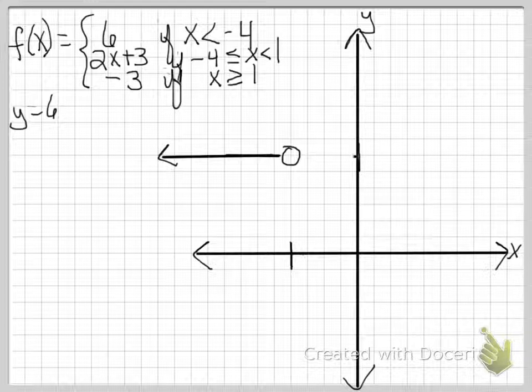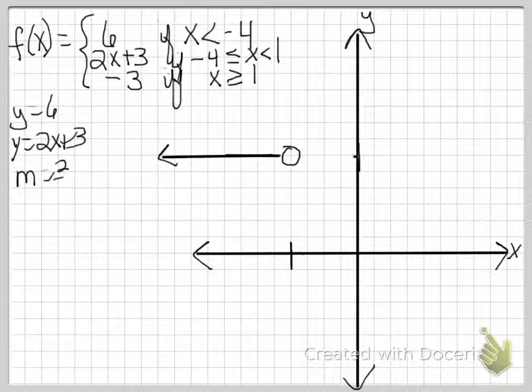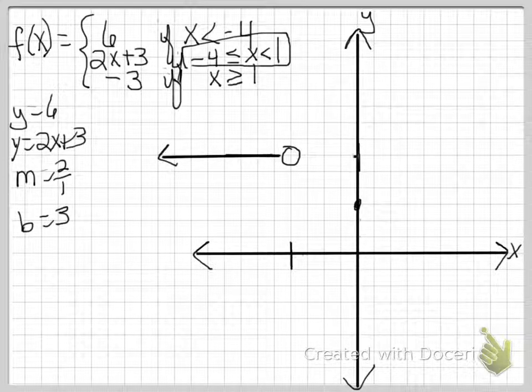The second equation, y equals 2x plus 3. Your slope is 2 over 1. Your y-intercept is 0, 3. Now I'm going to look at the restriction. The restriction says right here, -4 is less than x less than 1. That is saying x is between -4 and 1. So here's my boundary at -4, and here's my boundary at 1. So the graph is in between that.